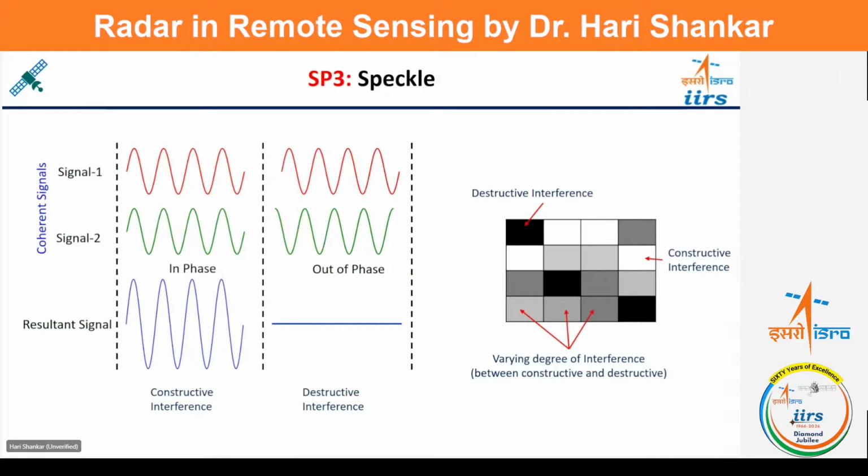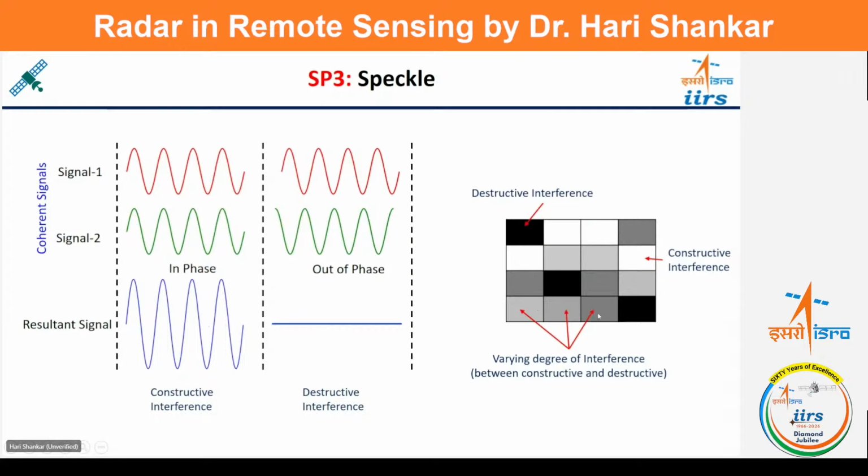So suppose the actual value is something else, unnecessarily here it is added, here it is subtracted. Okay, these are some extreme cases. Constructive means the phase difference is 0, destructive means the phase difference is pi, but the phase difference may be some other values also between 0 and pi. So another varying degree of interference may be present over the other pixels also.